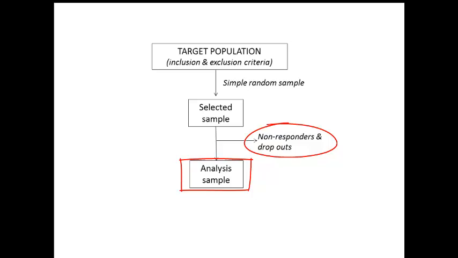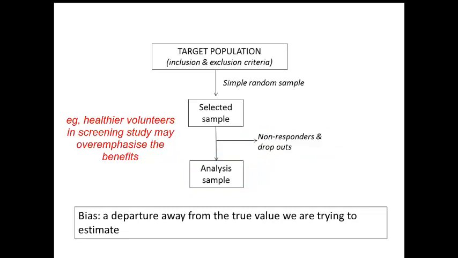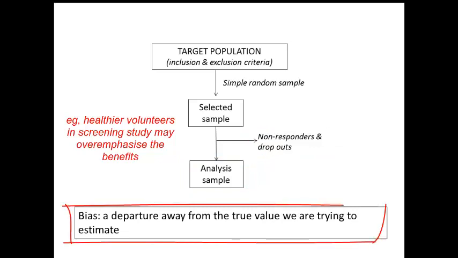For example, the healthy volunteer effect has been noted in studies evaluating a screening or diagnostic procedure. These sorts of studies tend to attract more health conscious and healthier individuals, and thus the benefits of a screening program may be overemphasized. This is a form of bias called selection bias. Bias is defined as the departure from the true value which we are trying to estimate. In this case, the healthy volunteer effect is related to the self-selection of participants into the study. There are many types of biases that can occur in the sampling process, and we'll talk about more of these in the section on study design.